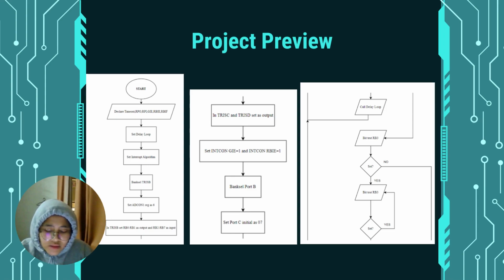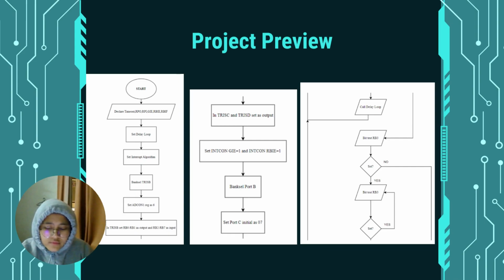Then in TRISB, we set RB0 to RB1 as outputs and RB2 to RB6 as inputs. Then TRISC and TRISD, we set as outputs.